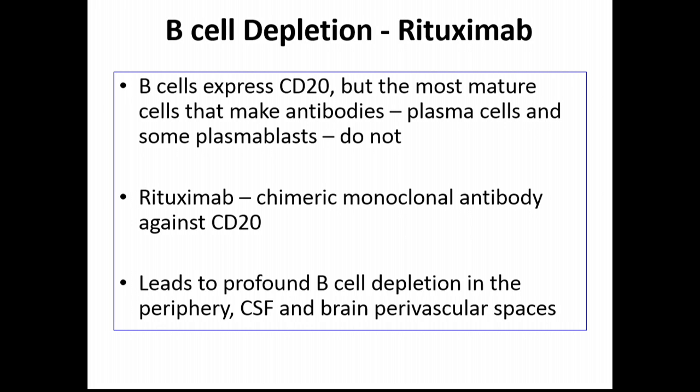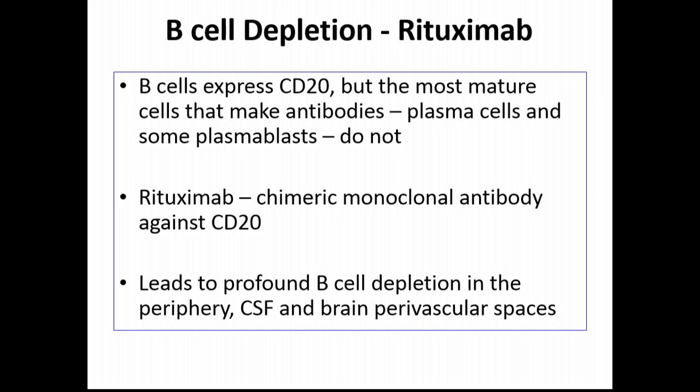Just a brief word about rituximab, and I'll stop here. This is B-cell depletion. B cells express CD20. These antibodies target CD20. But note that the mature B cells that make antibodies don't express CD20. So think about that for a minute. The antibody factories, the plasmablasts and plasma cells, don't express CD20.